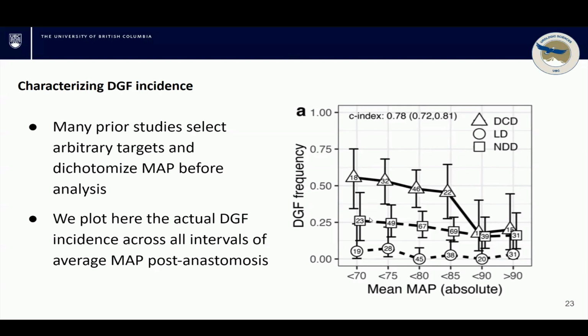But for DCDs, we see that while at high post-anastomosis MAP, somewhere in the range of above 85, above 90, the DGF rate is low. So it's actually 20 to 25%, pretty close to NDDs. We see that once you drop below a mean MAP of 85, the rate jumps to near 50%. And then for every subsequent decrease in the MAP interval, the incidence rises slightly higher and higher and higher.